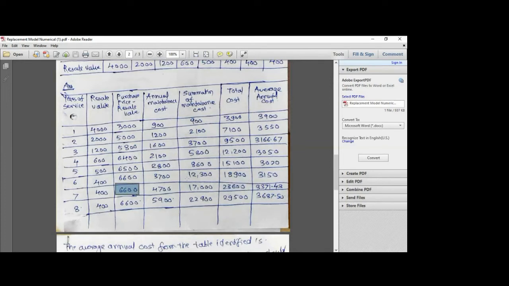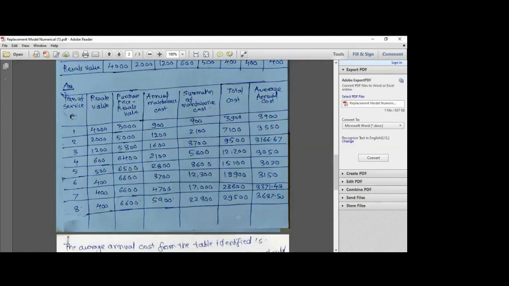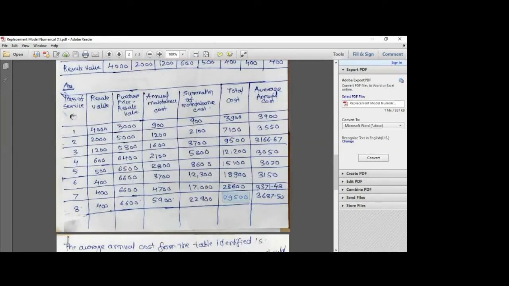6,600 plus 17,000 is equal to 23,600. And lastly, 6,600 plus 22,900 is equal to 29,500, right? So the total maintenance cost along with the price of the vehicle that we had is around 29,500.